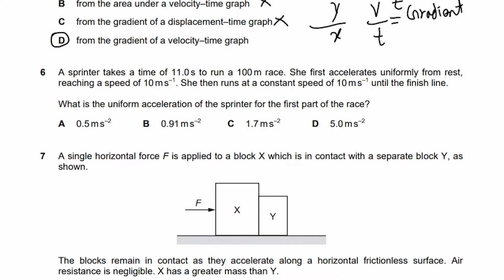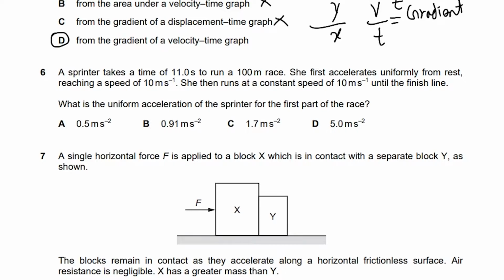Question number 6. A sprinter takes a time of 11 seconds to run a 100-meter race. She first accelerates uniformly from rest, reaching a speed of 10 meters per second. She then runs at a constant speed of 10 meters per second until the finish line. What is the uniform acceleration of the sprinter for the first part of the race?